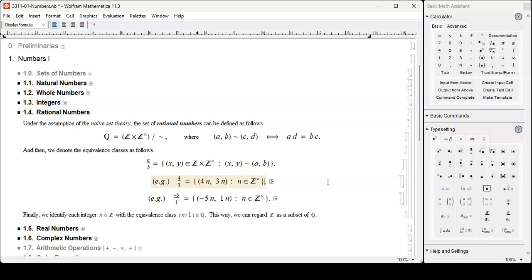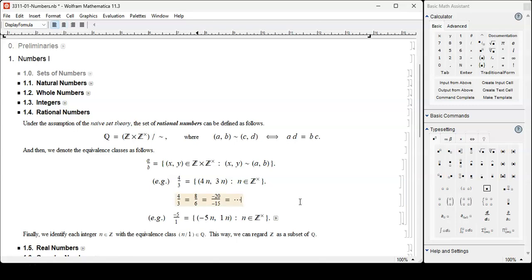Fraction 4/3 is an equivalence class where each element is of this form, 4n, 3n. And then all these are equivalent expressions. 4/3, 8/6, -20 over -15, they're all the same. They're all identical equivalence classes with different representatives. All the elements are of this form.